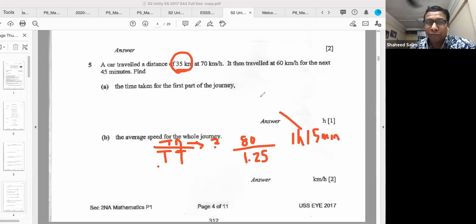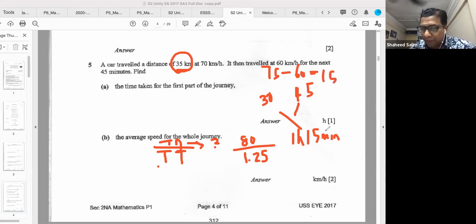You have 30 minutes in the first one. Second one is 45 minutes. You add, you get 75 minutes. And you take away 60 minutes for an hour, you are left with 15 minutes. Now, 1 hour, 15 minutes is 1.25 hour. Are you confused? No, right? 15 over 60 is 0.25.